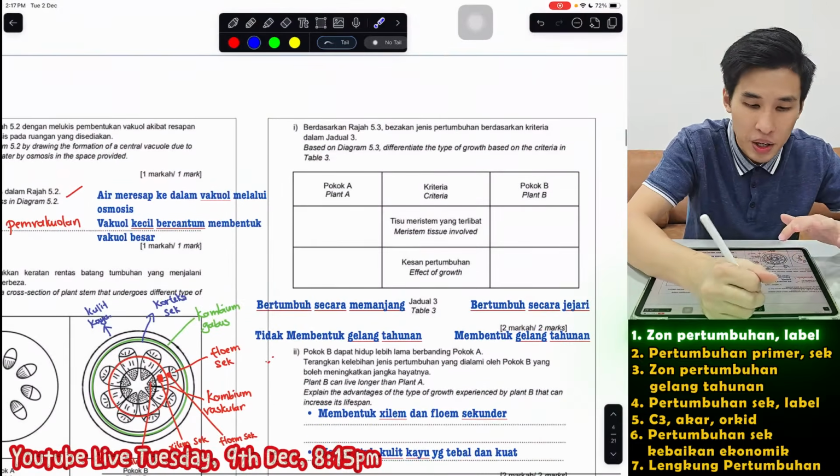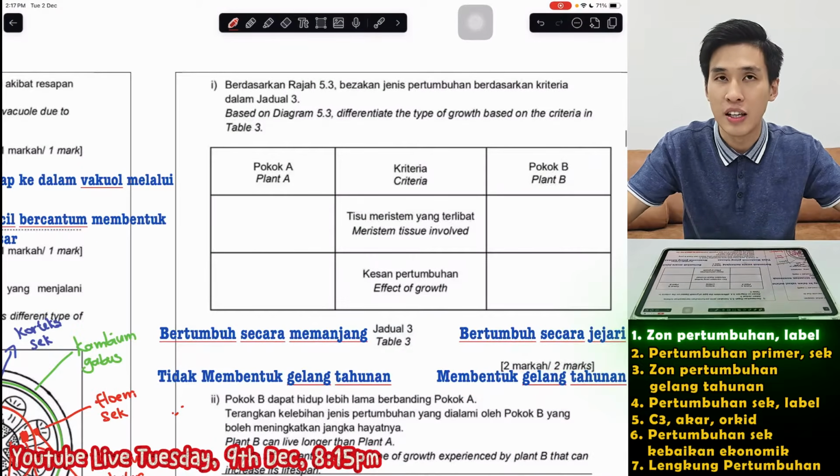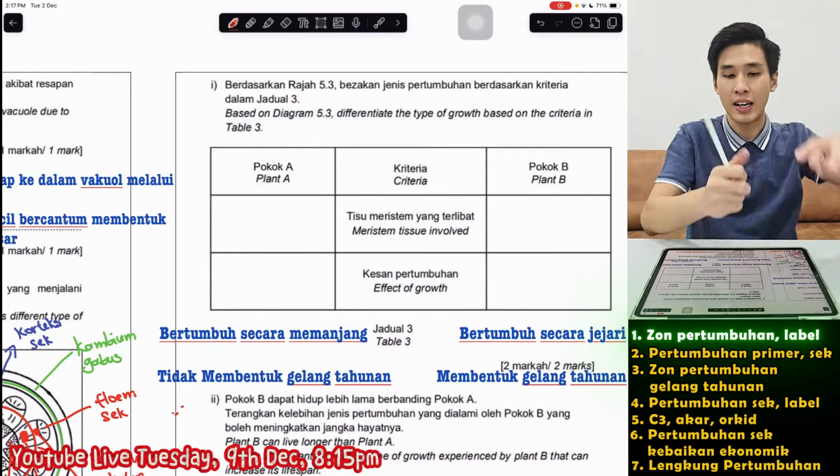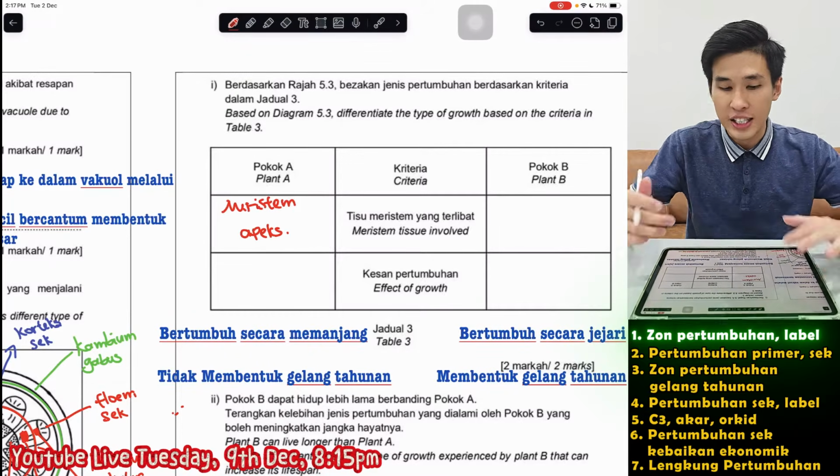Okay, then for perbezaan, very simple, they already guide you already here. So meristem tisu yang terlibat. So for primer is hujung, pucuk, dan akar. This is called meristem apeks. And for B is the two gelang.